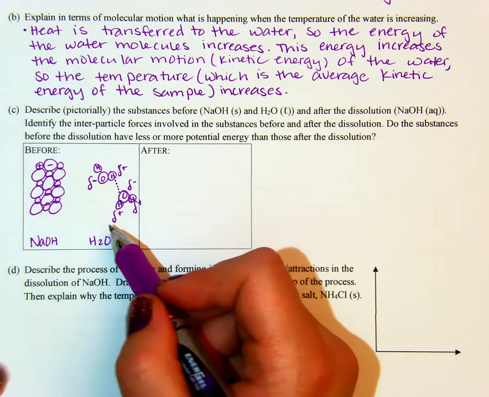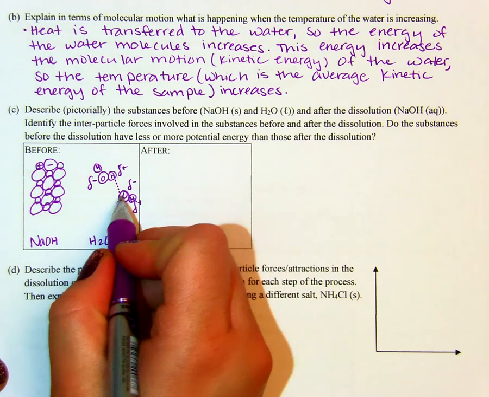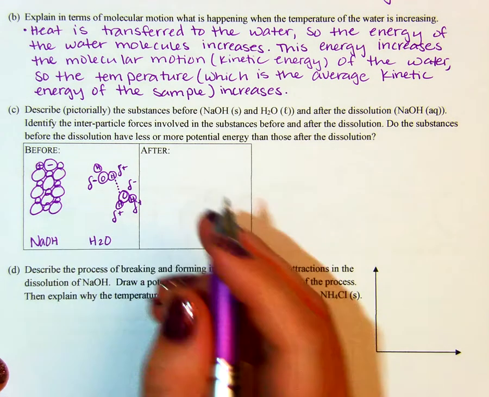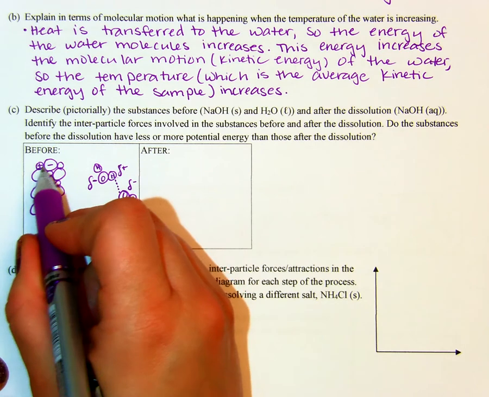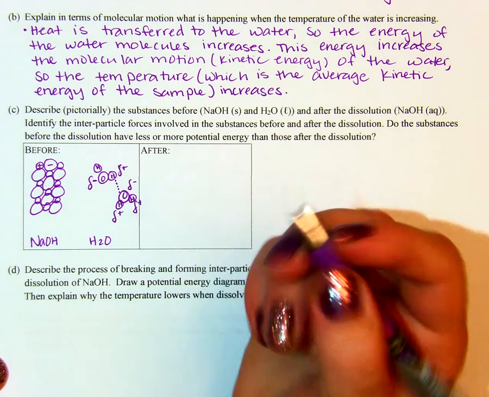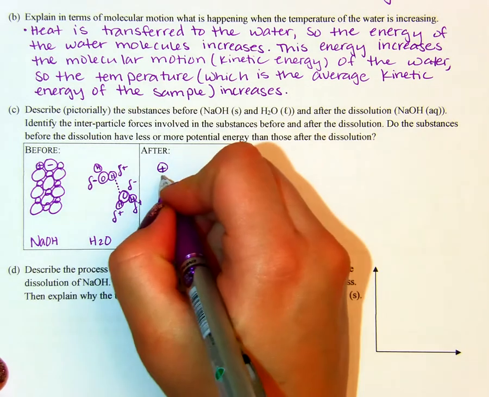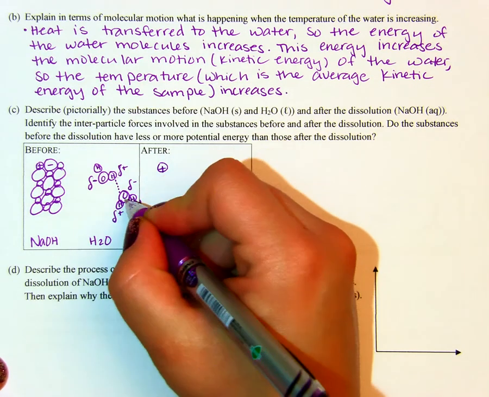Now what happens after? So these water molecules will actually go in and surround the different ions of the sodium hydroxide. So if you have, say, for example, the positive ion of the sodium hydroxide, so let's just draw one of the positive ions of the NaOH over there, it's going to be attracted to the negative ends of the water.